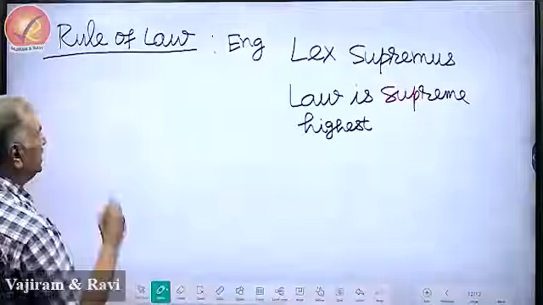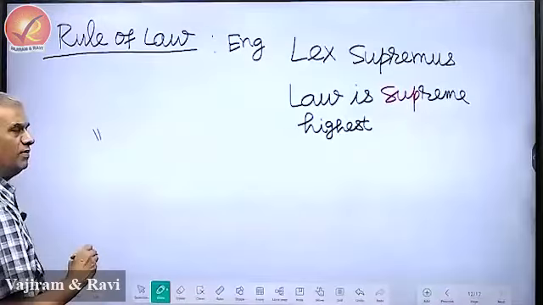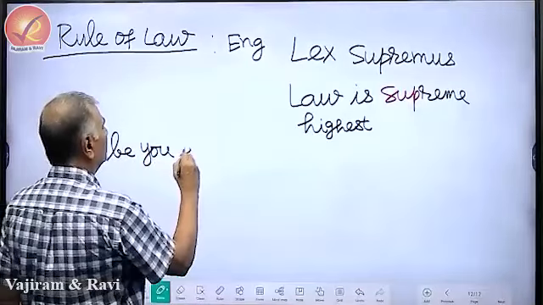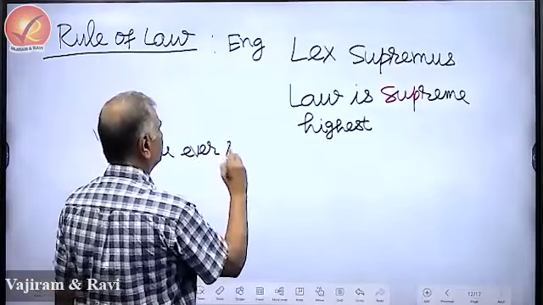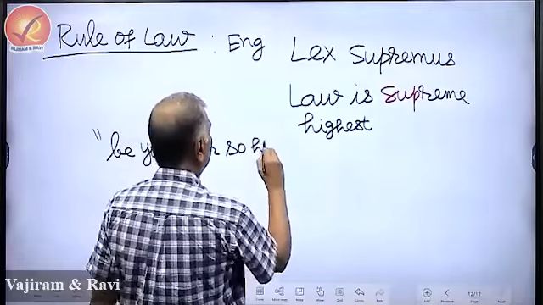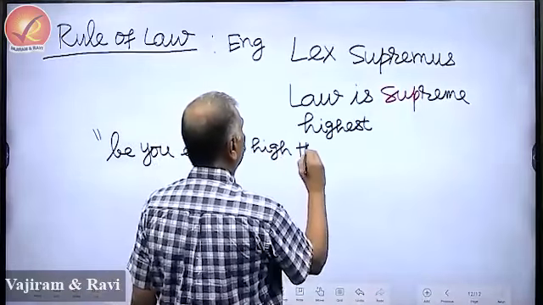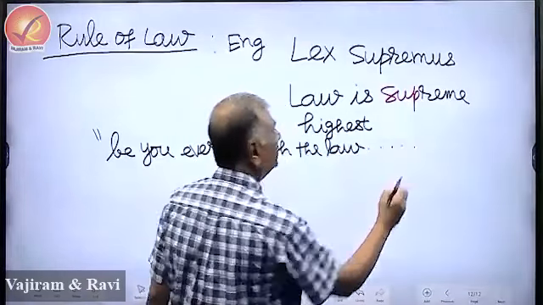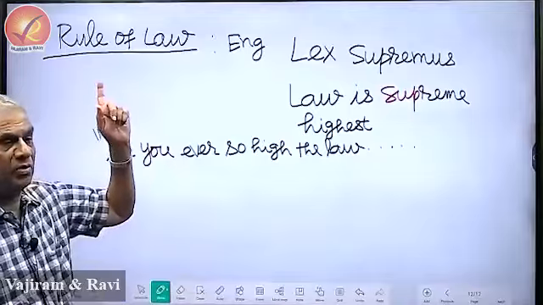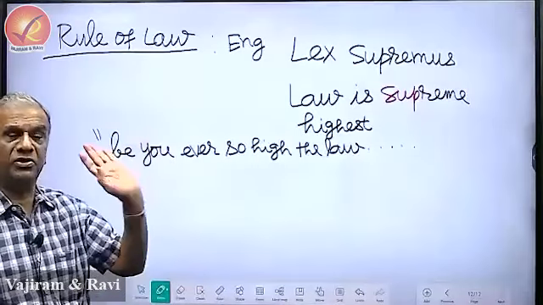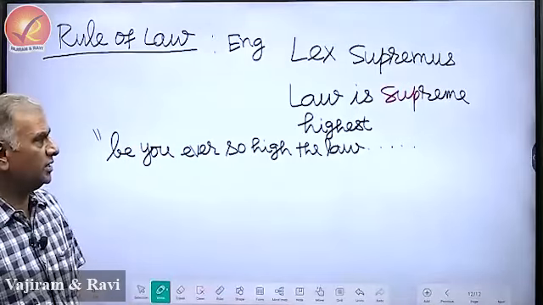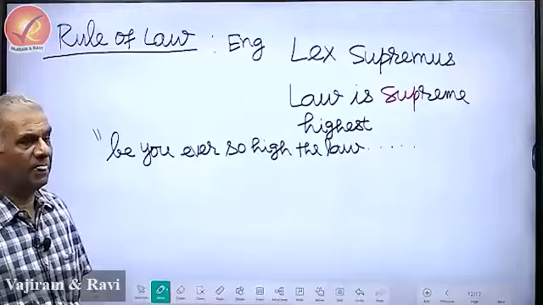According to Dicey, rule of law means be you ever so high, the law is always above you. You be the Prime Minister of the country, but the law is above you. You be the Chief Minister of a state, but the law is above you. So that's the meaning of rule of law.